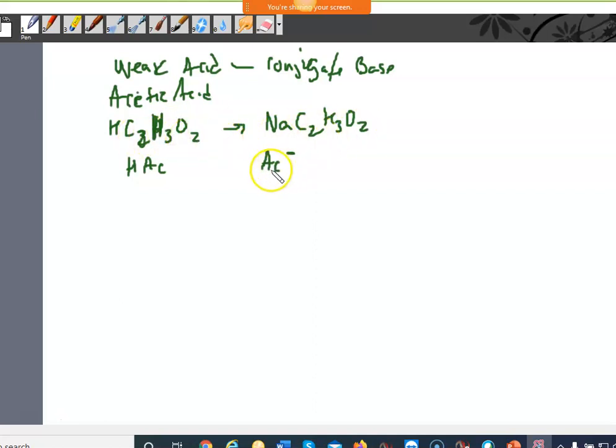And the reason it's AC minus is because the acetate ion has a minus charge, and the sodium is our counter ion. But the sodium is a spectator ion, so I'm not going to include it in here. All right. So our buffer is a mixture of the acetic acid, the weak acid, and its conjugate base. Now, why do we use a weak acid and base?